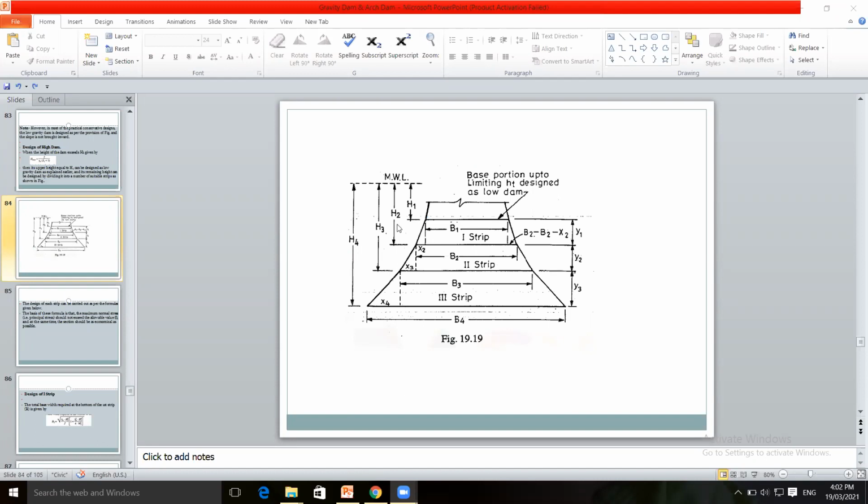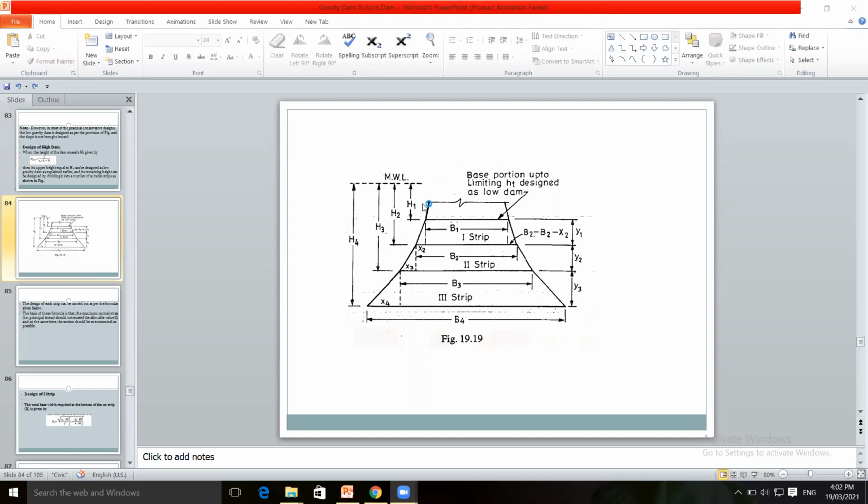The H1 is the height from maximum water level up to the base of low gravity dam. H2 is the height up to the second strip. H3 is the distance from maximum water level up to bottom width of second strip B3. H4 is the height from maximum water level up to the bottom width of third strip B4.